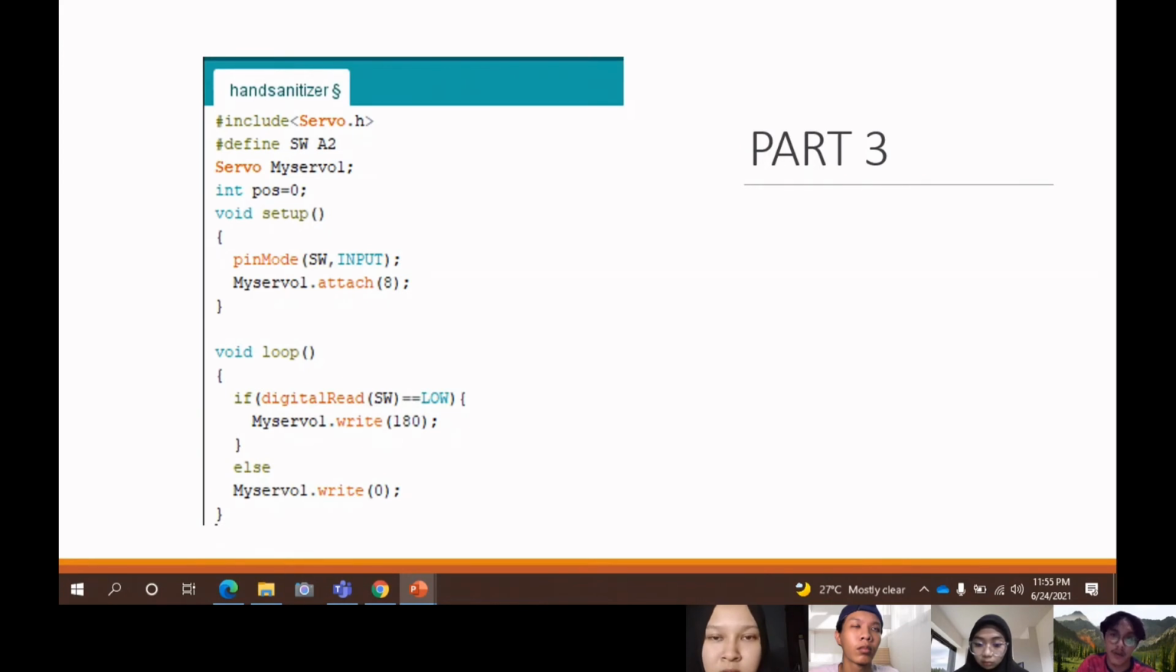Okay, I will pass the part 3 to Nurul Shazana. Thank you, Aiman. Okay, I will proceed to part 3, which is we use the servo motor. So if we push the button, the servo motor will rotate to 180 degree. And if no action, it will return to 0 condition. So we proceed to simulation.